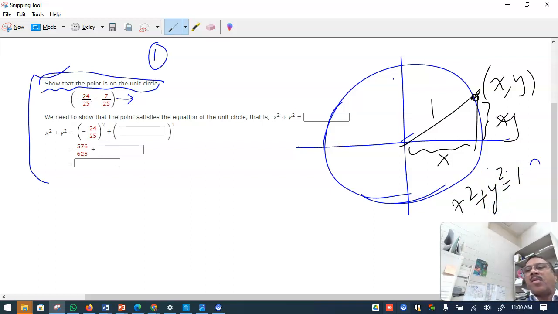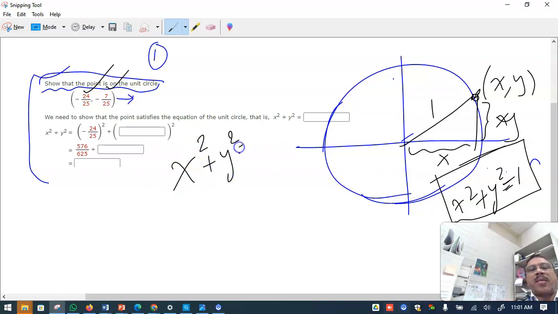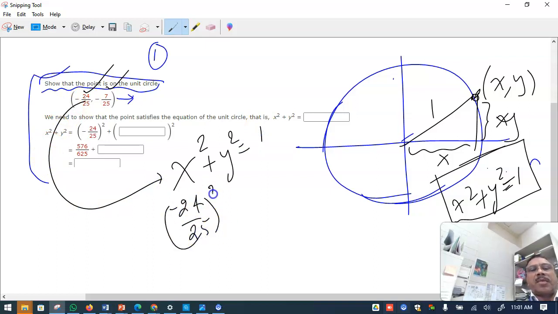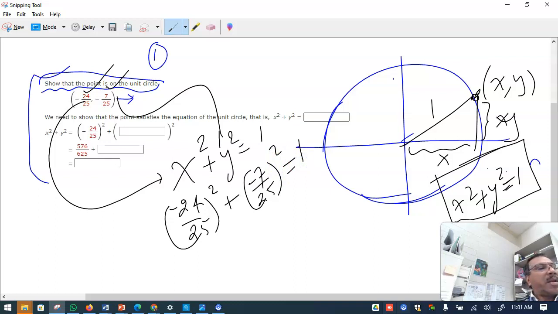Now, we need to know whether this works out. x squared plus y squared equals 1 here. So they did give us this is x and this is y. So all you do is plug in. So let's put x squared plus y squared is 1, and plug this in: minus 24 over 25 squared plus minus 7 over 25 squared. So this will go right here. Okay, and we need to know whether it is 1.